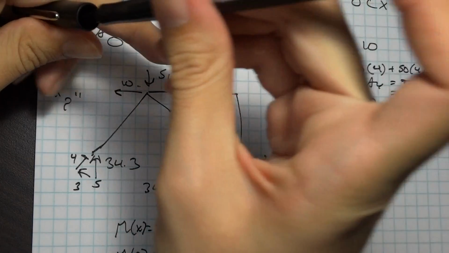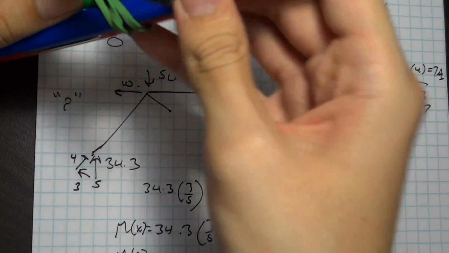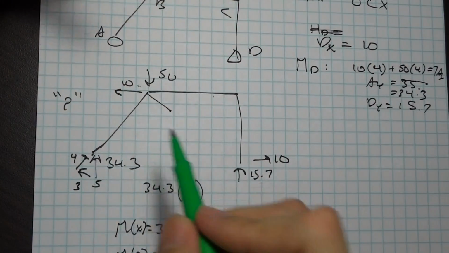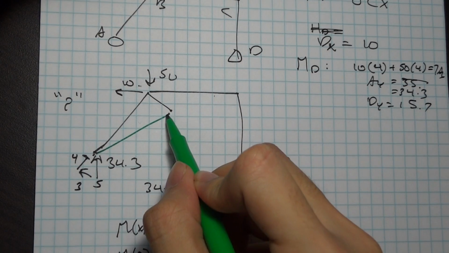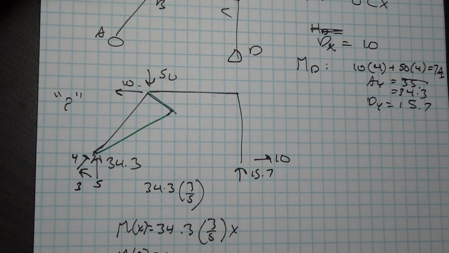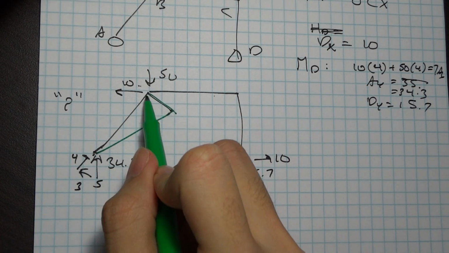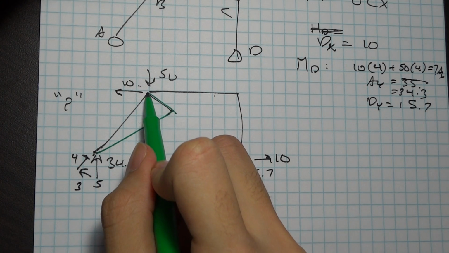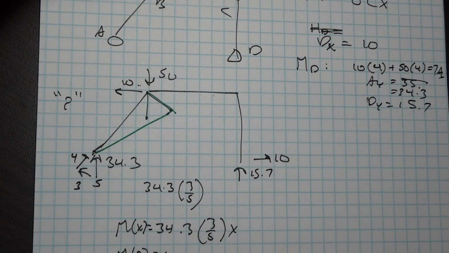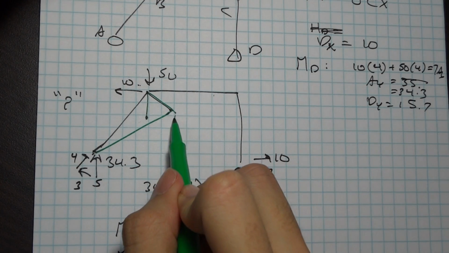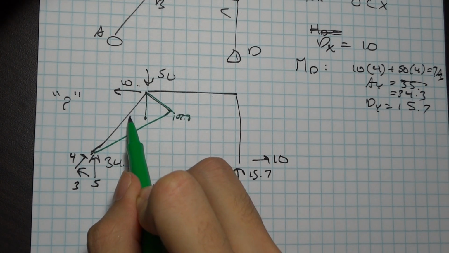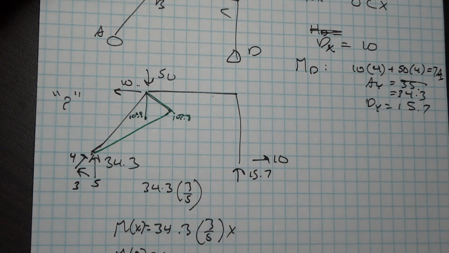So let me use a different color. This will be 102.8. And then my moment about this corner has to be the same. So this is also going to be 102.8. This is just because it's a rigid frame, and the frame moments are continuous about the joints.